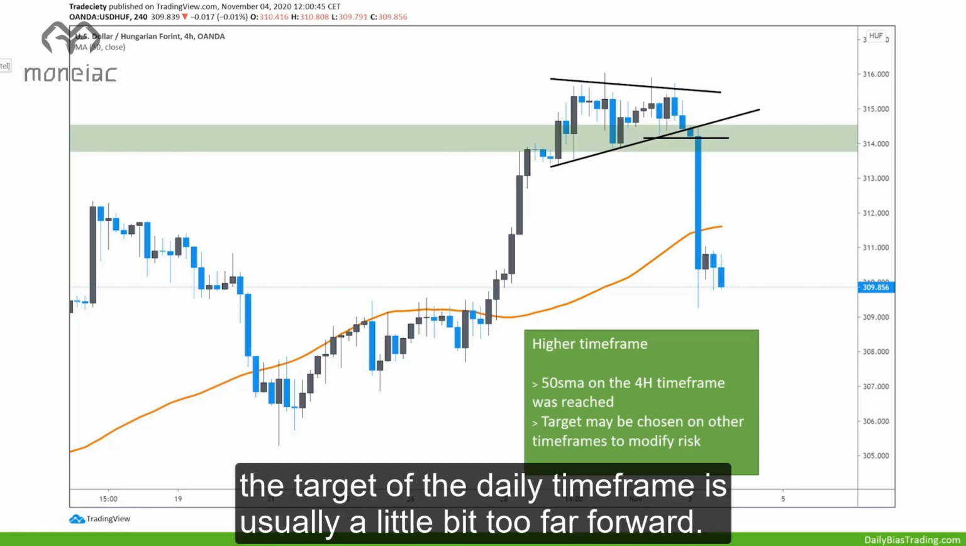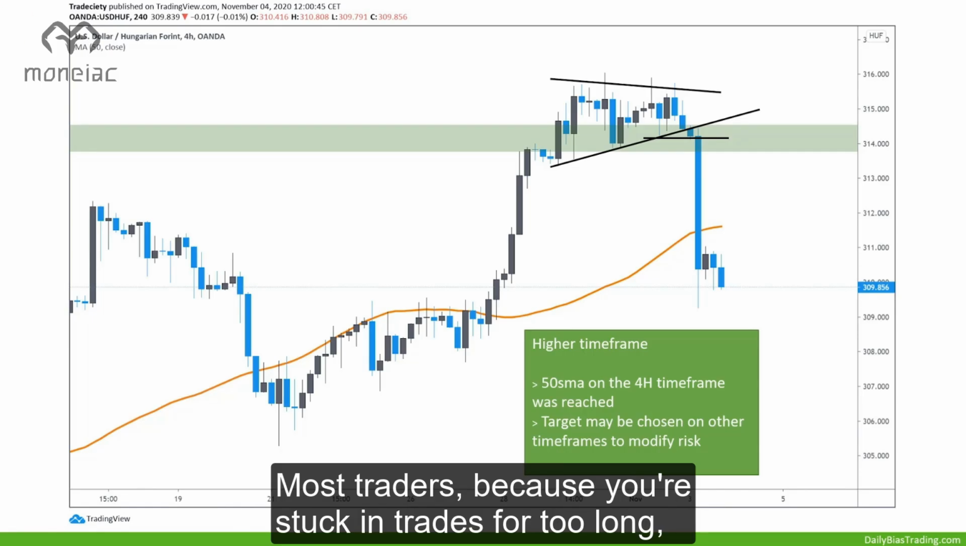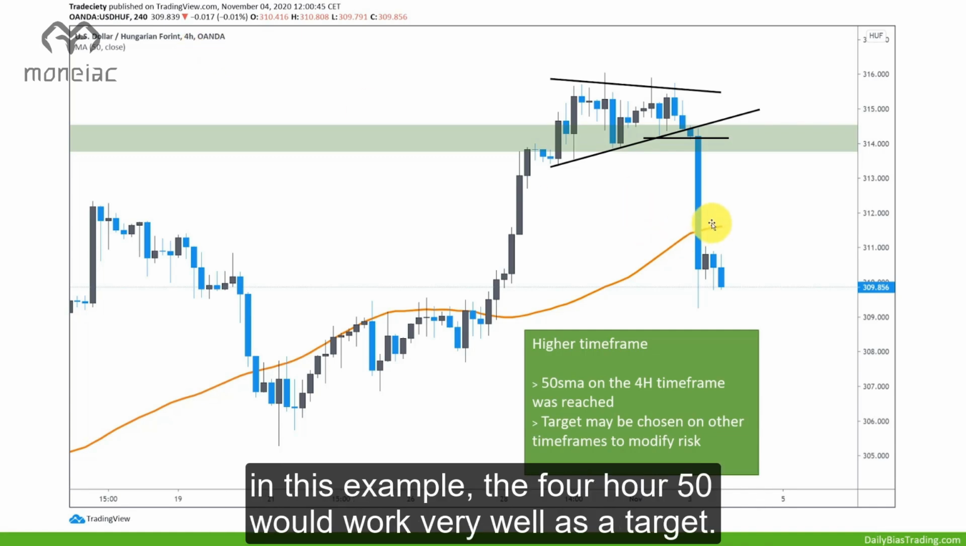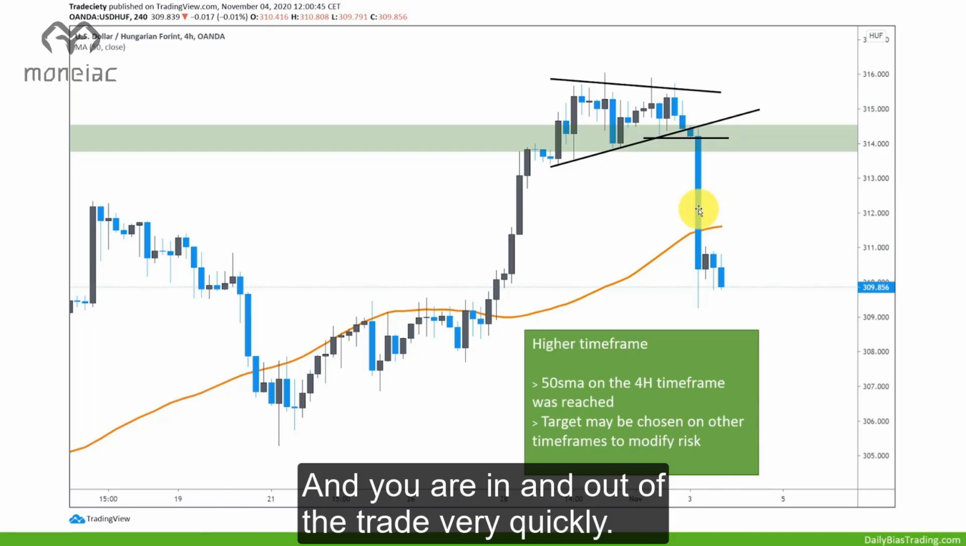So again, the target of the daily time frame is usually a little bit too far for most traders because you are stuck in trades for too long. But having a compromise between a higher and the lower time frame, in this example the 4 hour 50, would work very well as a target, and you are in and out of the trade very quickly.